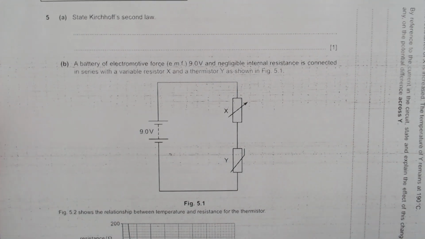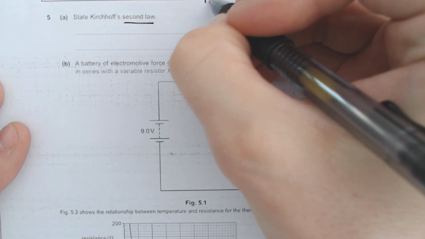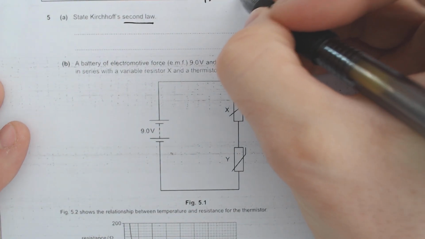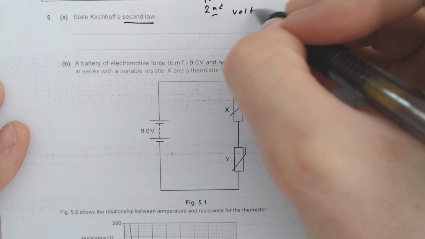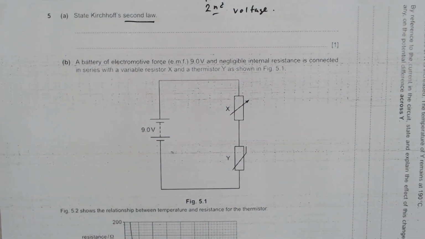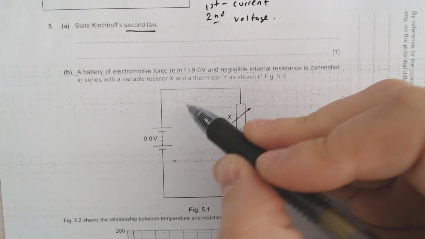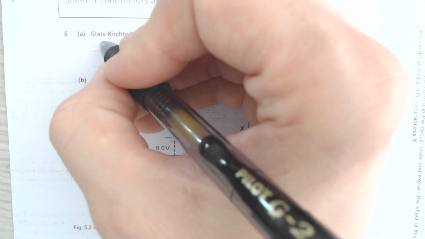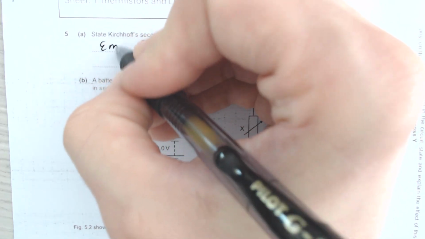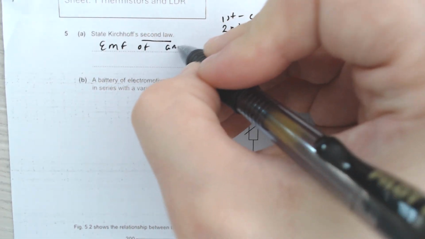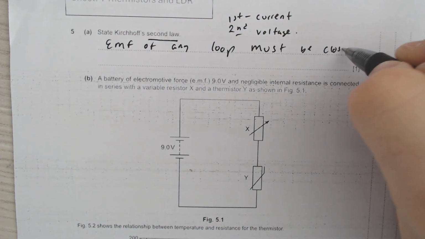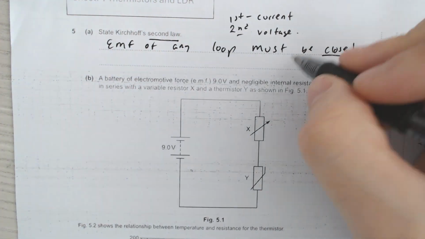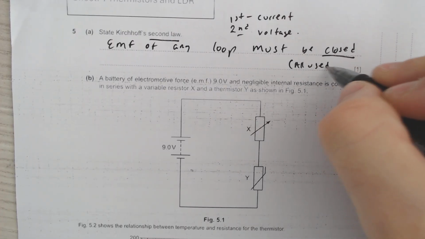Kirchhoff's laws. There are two of them. This one wants the second. Remember, the first is going to be current, alphabetical, and the second is going to be voltage. So the voltage really means that when you complete a loop, any loop, and if it's in series like this, it's only got one loop, the entire voltage, or the EMF, of any loop must be closed. And what I mean by closed is it means to be all used up.